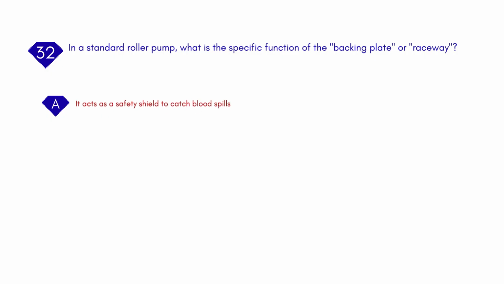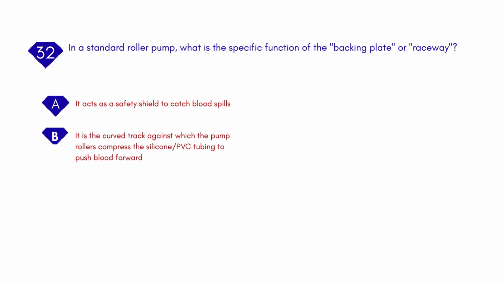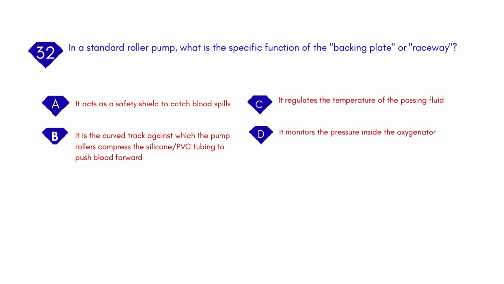In a standard roller pump, what is the specific function of the backing plate or raceway? A. It acts as a safety shield to catch blood spills. B. It is the curved track against which the pump rollers compress the silicone/PVC tubing to push blood forward. C. It regulates the temperature of the passing fluid. D. It monitors the pressure inside the oxygenator.